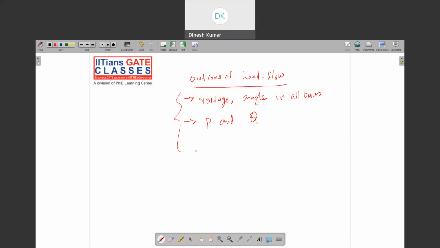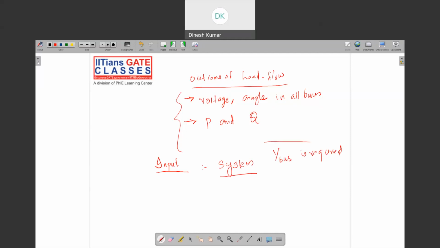So what is the input for the load flow study? The inputs are basically our system, the particular system in which we are studying the load flow. So the Ybus is required. The Ybus basically gives the interconnection between different buses, with what impedance these buses are interconnected, right?